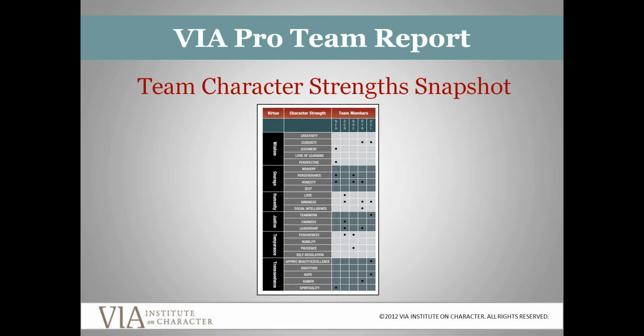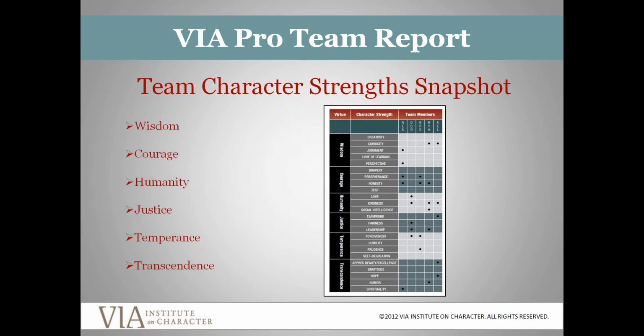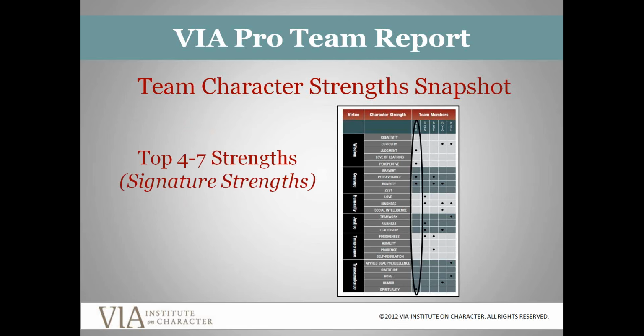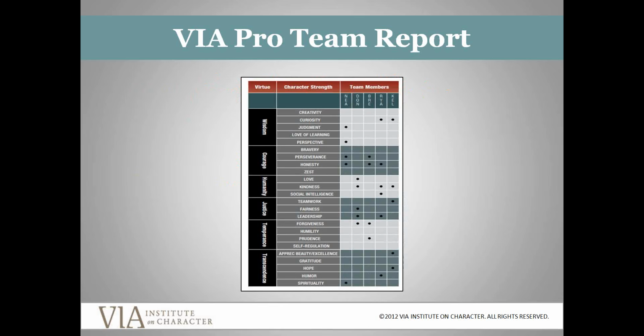The first section, Team Character Strengths Snapshot, plots each team member's unique signature strengths on a graph organized by virtue category. Consultants can examine how each individual's signature strengths are dispersed through each of the 6 virtues. They can then use this information to better understand each team member. Looking vertically, you can see each team member's top 4 to 7 strengths of character. The number of top strengths that are identified simply depends on how many tied scores a person has.